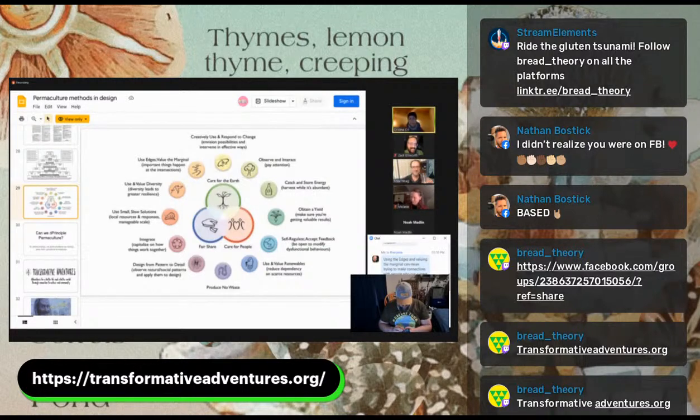And Christina, I saw you did one of these too. Yeah, I wanted to continue on Zach's idea. For me, these principles like use the edges and value the marginal is very connected to this use and value diversity, and also integrate rather than segregate.